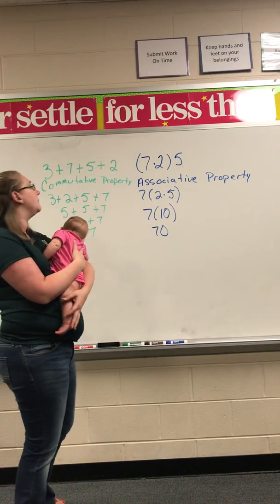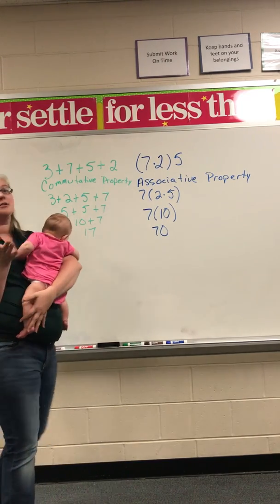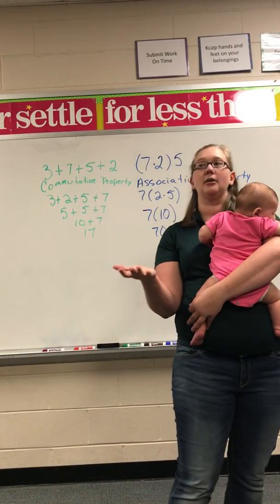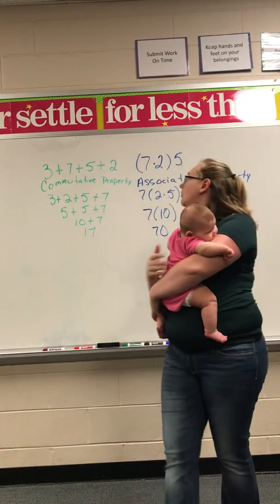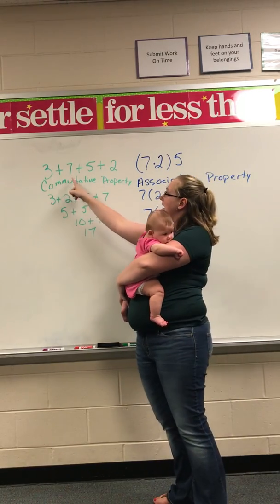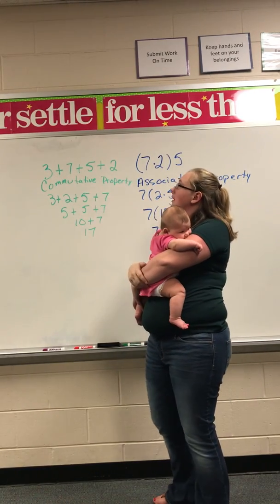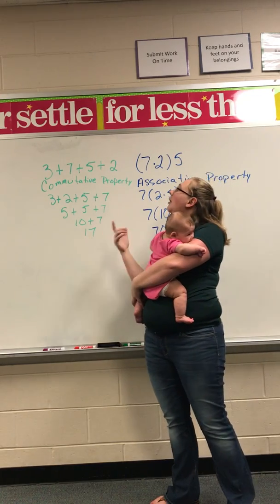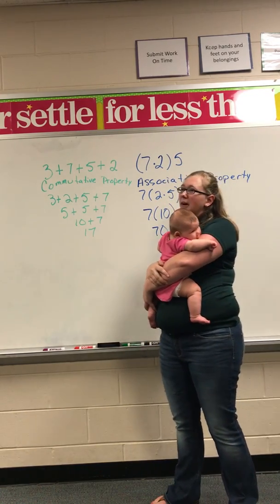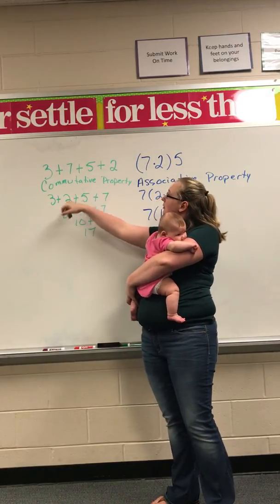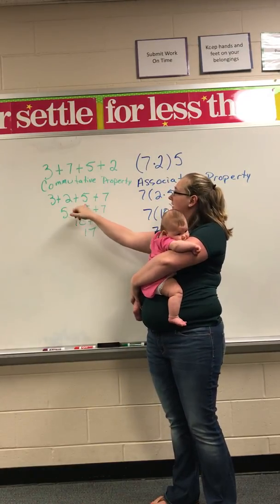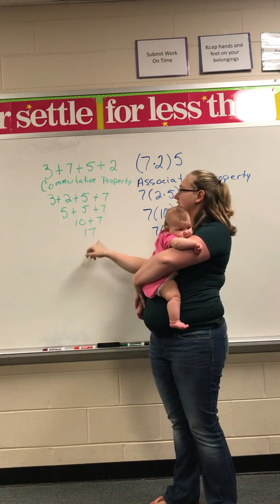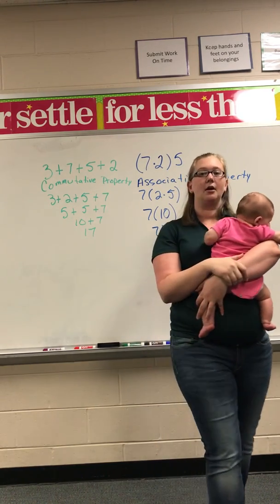All right, guys, sorry about that. So the commutative property is all about who is there, who's present. The order doesn't matter, okay? So if I have 3 plus 7 plus 5 plus 2, yeah, I could add that up and that's really not too difficult, okay? Or I can rearrange the numbers. 3 plus 2 from the end plus 5 plus the 7. 5 plus 5 is 10. Then I add that to the 7 to get 17. Okay?